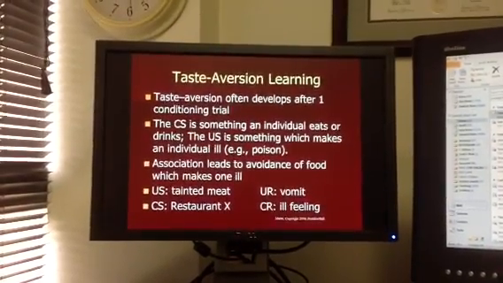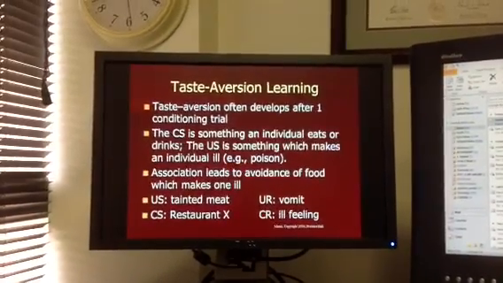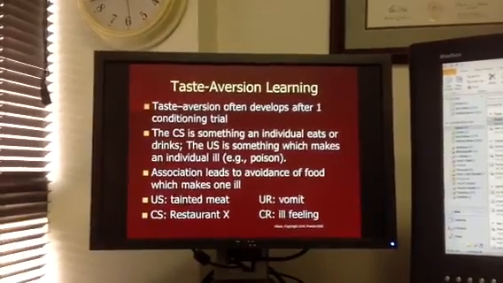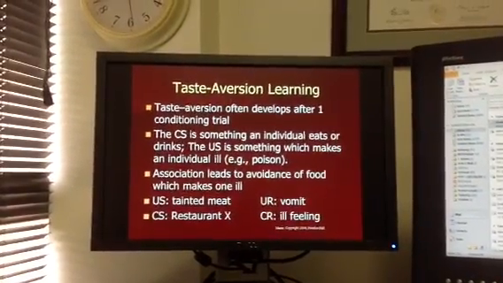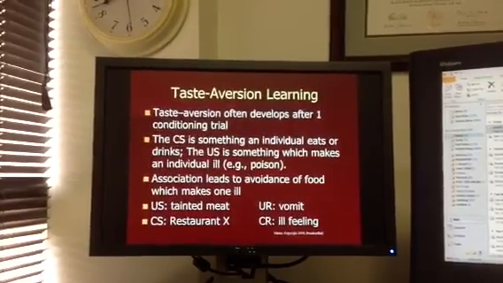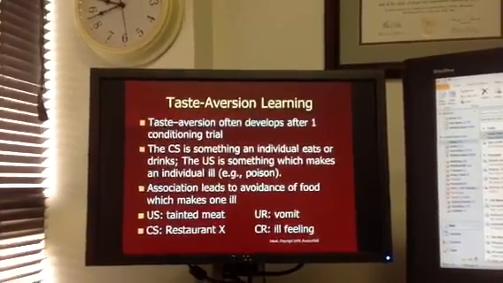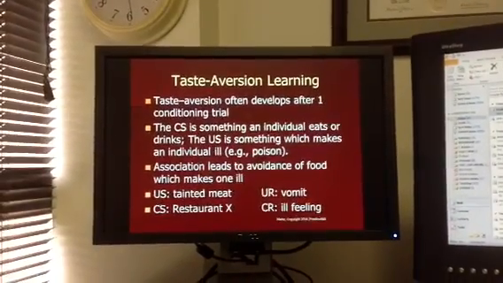So let me use this example here. Let's say we went and ate at restaurant X, and when we were there we had some kind of meat dish. Everything was fine, but then a couple hours later we get home and you were just sick. You were throwing up, you're violently ill, and you're saying to yourself, I'll never eat at restaurant X again. And now even when your friends mention restaurant X, you get an ill feeling in your stomach.